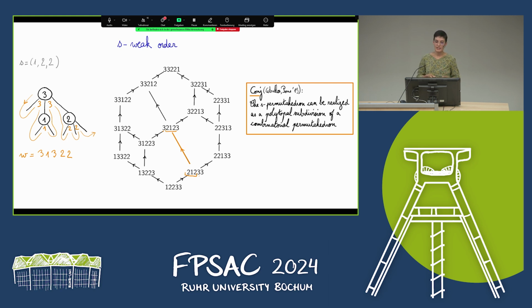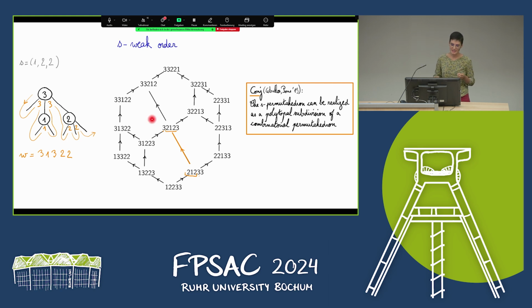And the cover relations of the S-weak order are quite similar to the usual cover relations of the weak order with transpositions. But now, sometimes we need to transpose a block because we have this 1-2-1 avoiding condition. So, for example, with this orange arrow, we transpose this whole block 2, 1, 2 with the next 3 to have 3, 2, 1, 2, 3. So this is how we get this S-weak order.